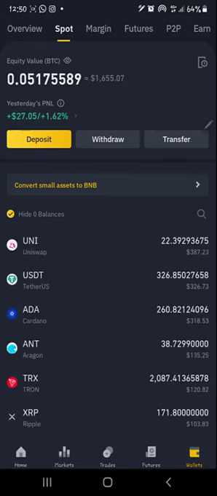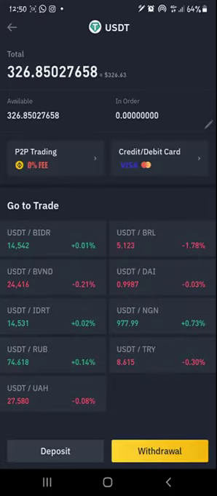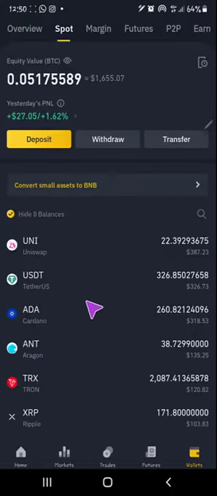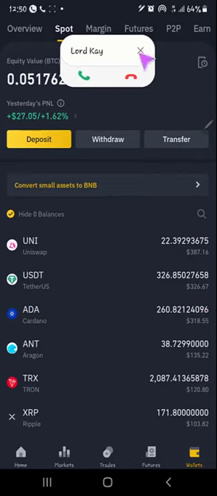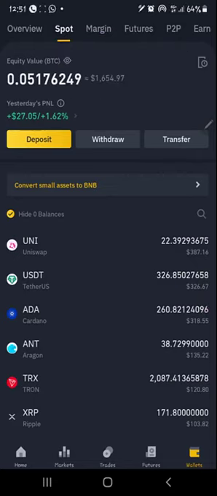Sorry, my network is kind of bad. So you can see under my USDT, all right, I have $326. Oh my God. All right, so you just check your USDT. You can see I have $326.